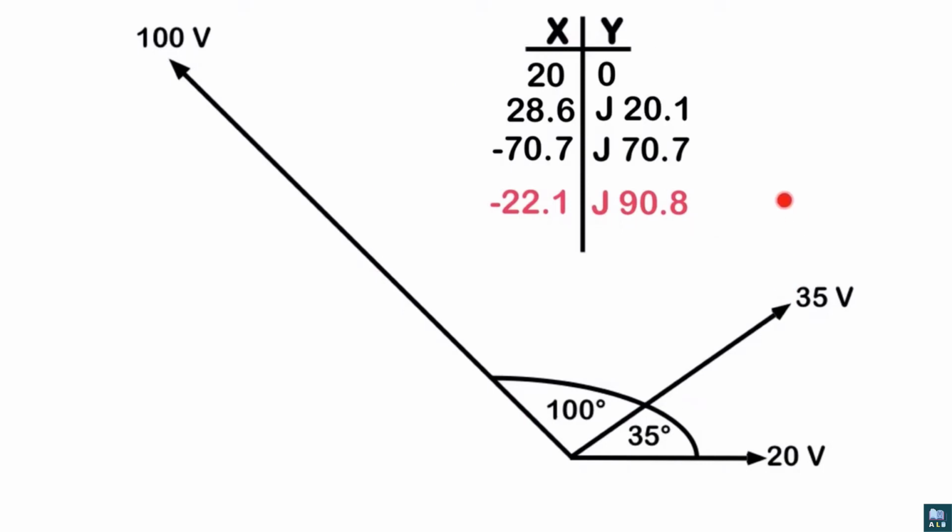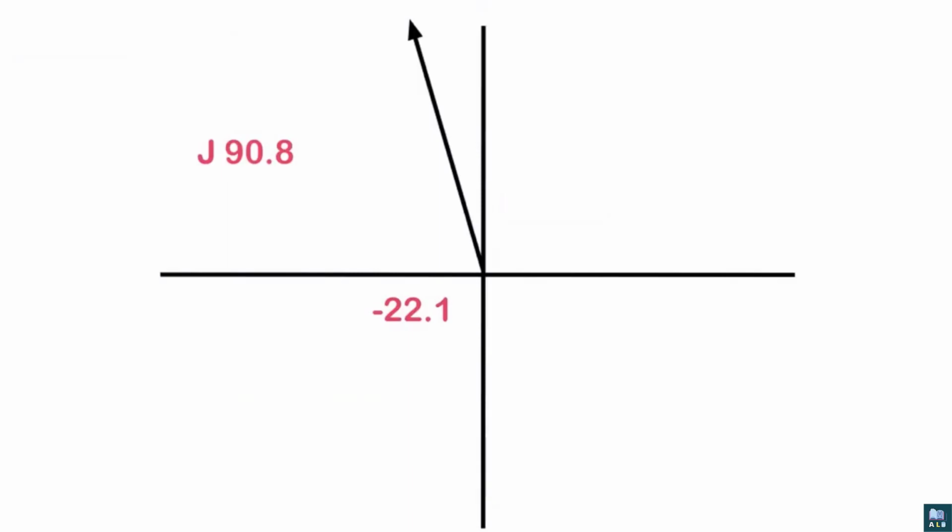Now I've got a bunch of numbers here, so what I would suggest you do if you're working on these is draw up a separate quadrant just for this vector alone, because you're just going to end up getting yourself messed up if you start trying to add it to this bunch here. So we're going to do that right now. Here we go. I've got negative 22.1 here. That moves me into the second quadrant, and I've got j90.8 here. Then I'm going to work out what my resultant is. So what is this guy here? That will be the answer for my polar form.